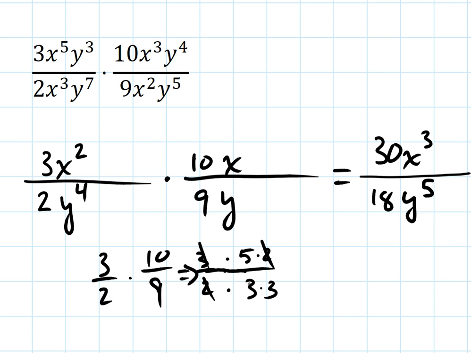So I have a common factor of 2, once I make this a product, and I also have a common factor of 3. Now, of course, I could just look at my answer that I have here and decide that I have a common factor of 6. Both the numerator and denominator are divisible by 6. When I do that, I get, of course, 5x cubed over, what am I left with here? 3y to the 5th power.